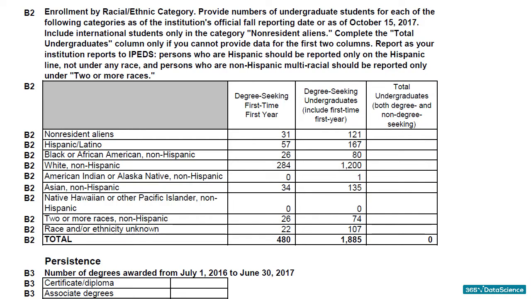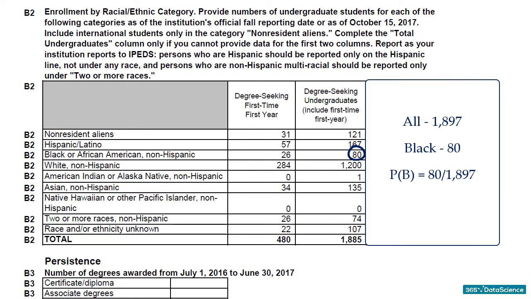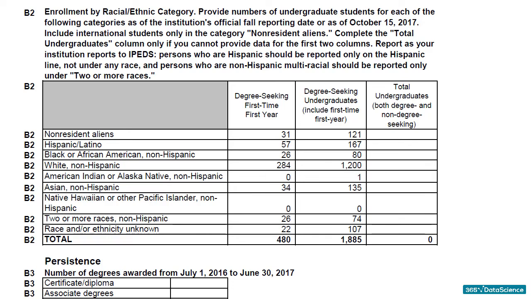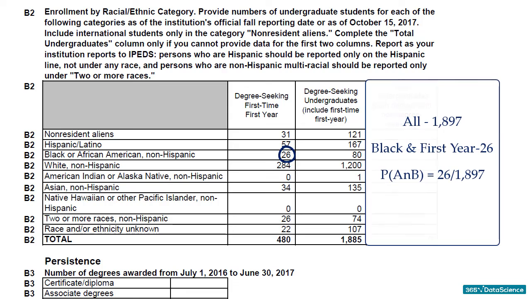Similarly, we can estimate the probability of a random student at the institution being of African American descent. That would equal 80 over 1,897, or 0.042, or close to 4.2%. Now, the intersection of A and B would represent all Black first-year students. Going back to the table, only 26 students represent both demographics. The probability of being a Black first-year student is 26 over 1,897, or 0.014, which is close to 1.4%.